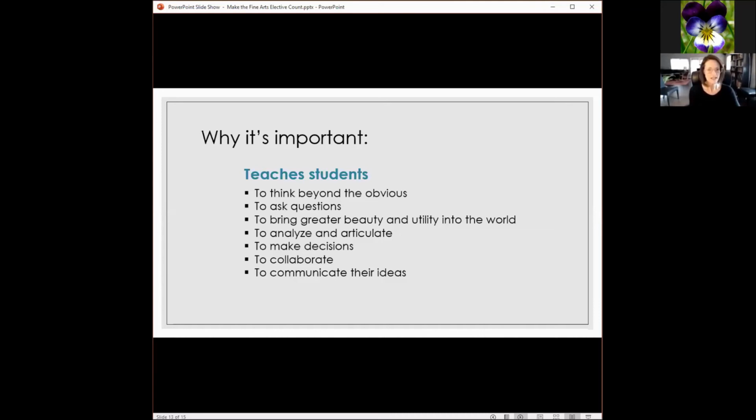And then, again, teaching students to communicate about their ideas. We go through those channels in that design process, and they get to the end and they say, this is what I've come up with, and they need to articulate that. They need to visually communicate, and they need to verbally communicate. And this is such an important skill.